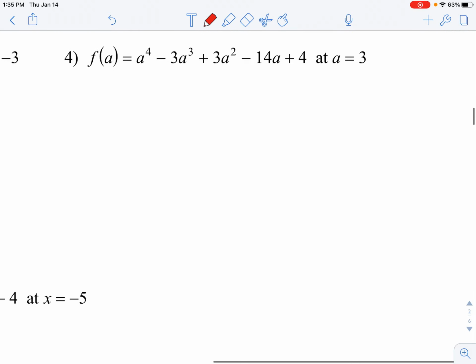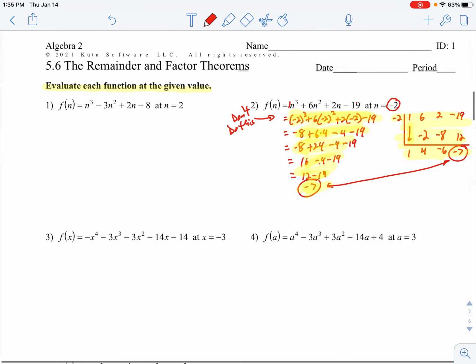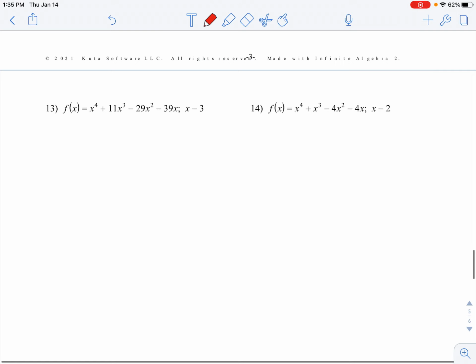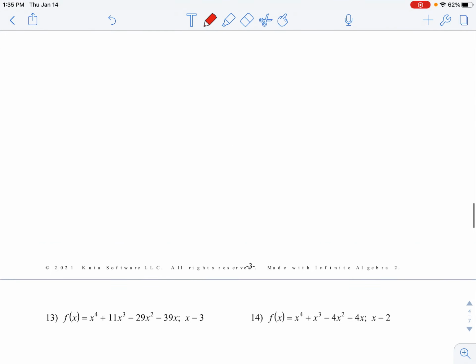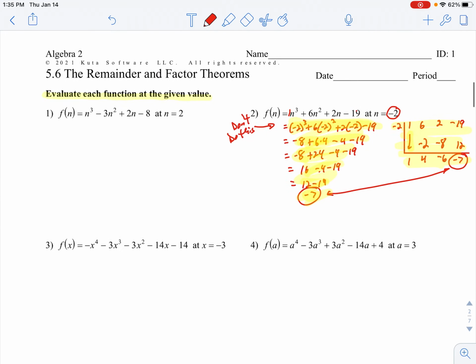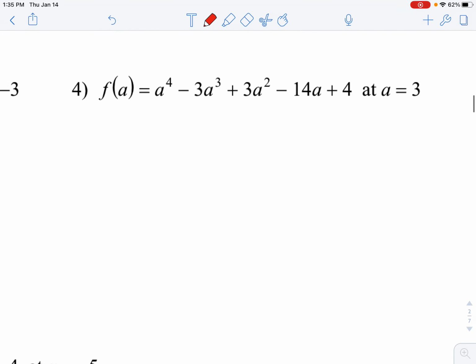So let's look at number 4. Oh, I'm sorry, we like to check our answers, don't we? So number 2, the answer is negative 7. All right, now you are showing your work on these problems. Just want to emphasize that.